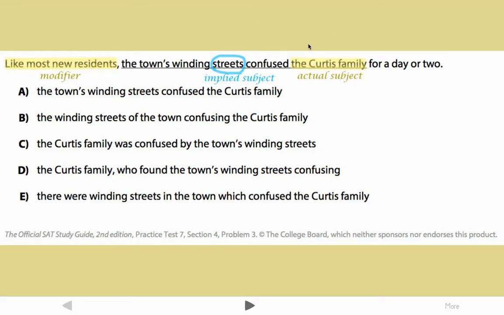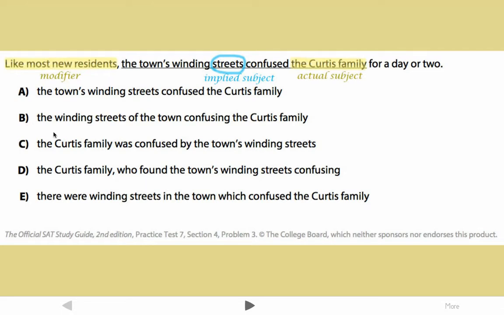So here's the modifier, here's the actual subject. But what you'll notice is that right after this modifier, the first noun that we see is streets. So the way the sentence looks right now, it seems like streets is the subject of this modifier. Now, is this modifier, like most new residents, describing the streets? No, it is not. So in order to make this sentence flow and make complete sense, we need to make the actual subject the first noun right after the modifier. So this needs to move over here.